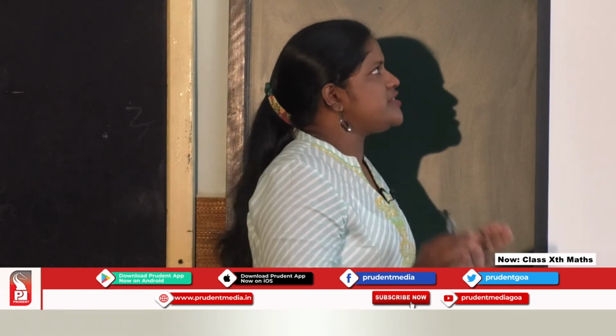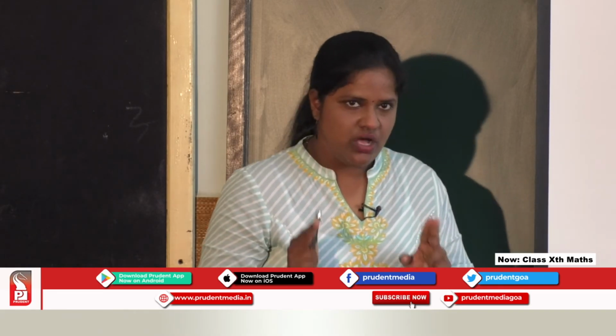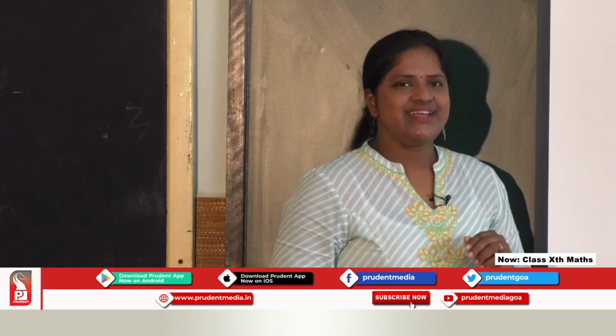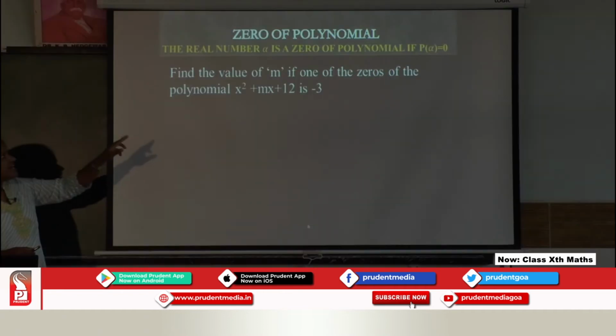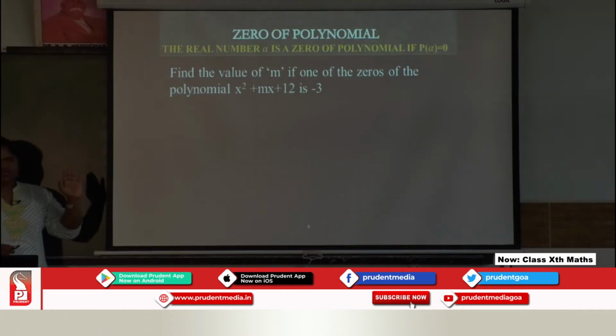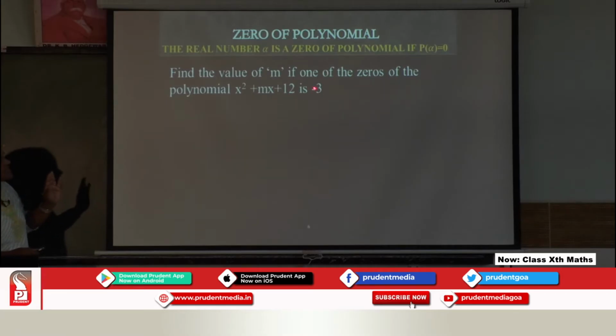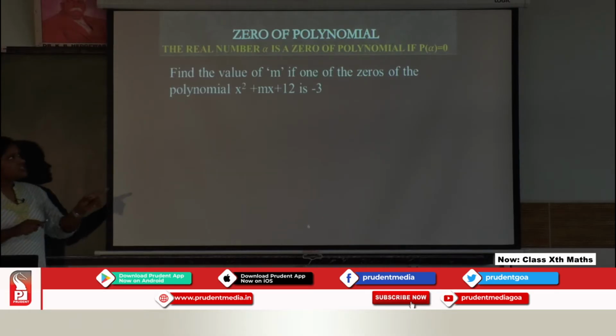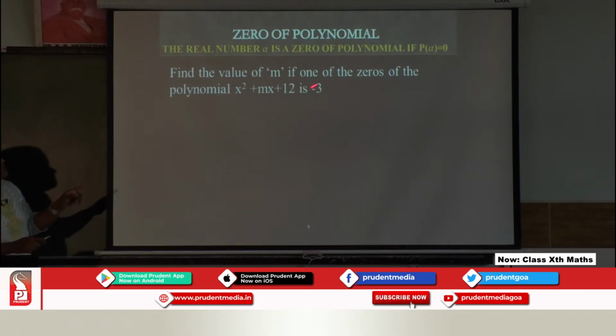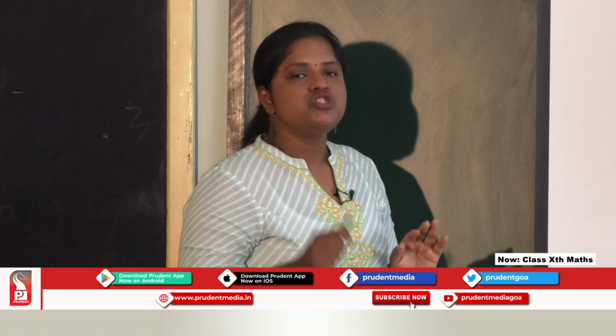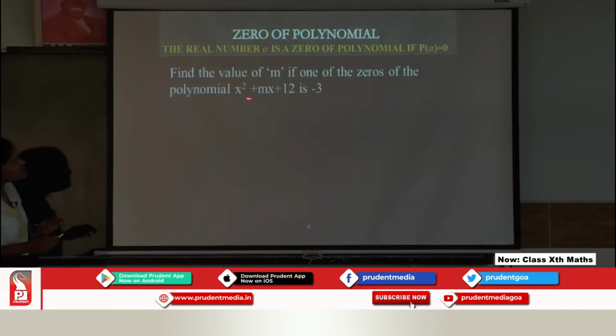Now obviously we know that for any quadratic polynomial there are always two outputs, or two zeros, or two factors. Out of these two, one is given. So if one factor is given, that means definitely it will satisfy this polynomial. Okay? So since minus 3 is a factor, that means P of minus 3 will be 0, because it is already told in the question that minus 3 is one of the zeros. So what we are supposed to do is that after substitution, find this value of m.